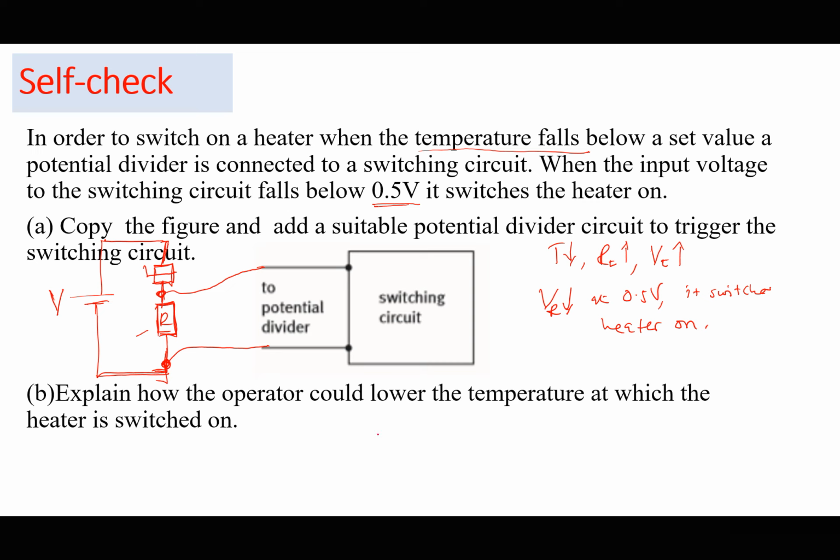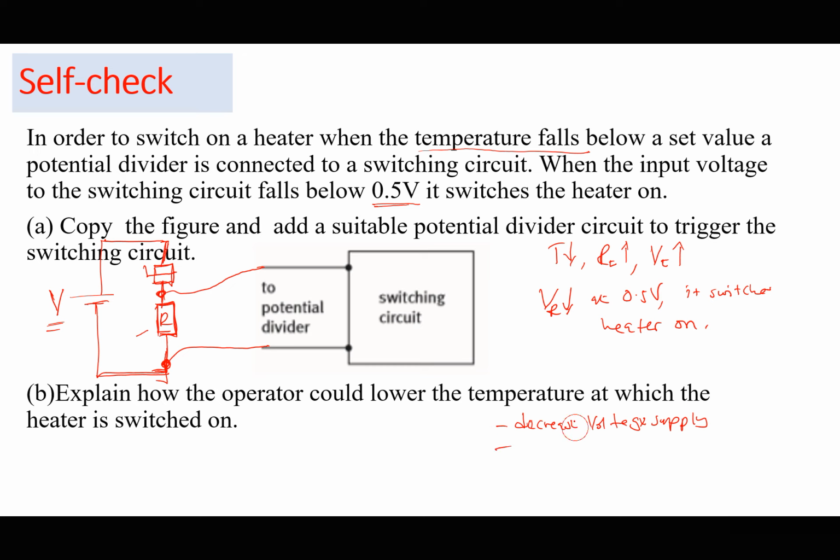Okay. Explain how the operator could lower the temperature at which the heater is switched on. So how will the operator lower the temperature at which this heater is going to be switched on? So one, we could use a smaller voltage supply, a smaller value of V. A smaller value of V means the PD across the thermistor and the fixed resistor is low. So it means we can easily fall below 0.5 volts at a very small temperature. So decrease V, decrease the voltage supply, or use a smaller voltage supply.